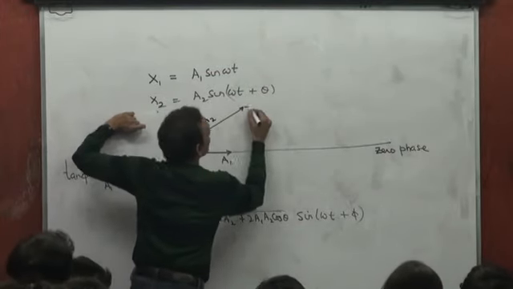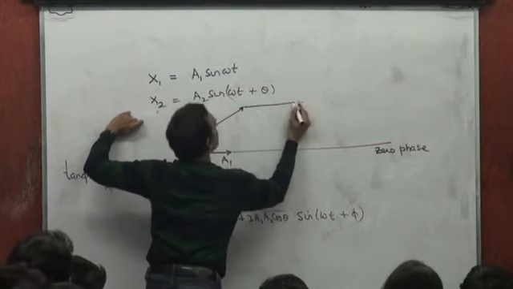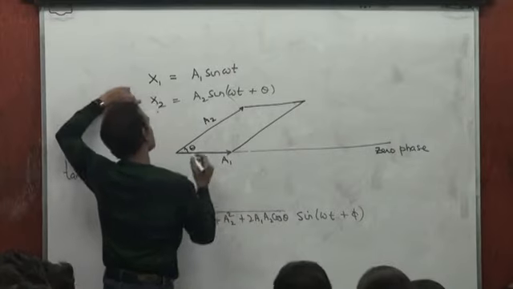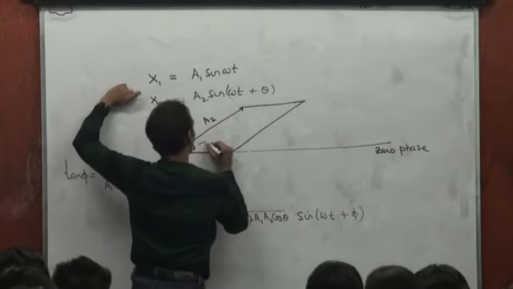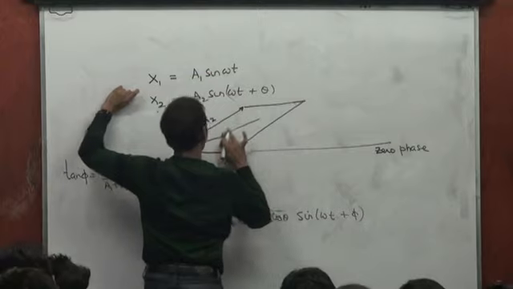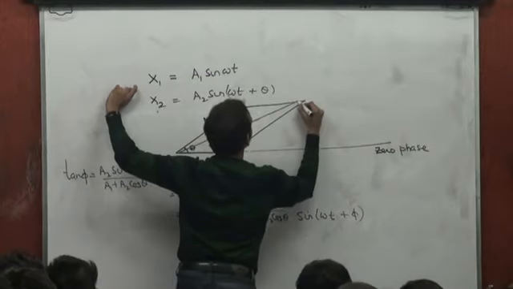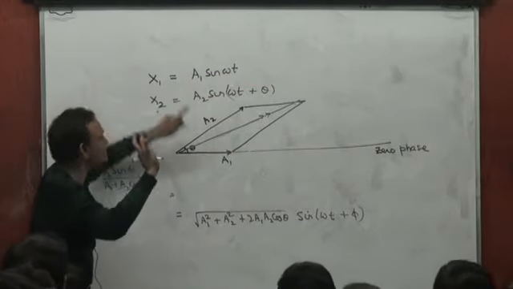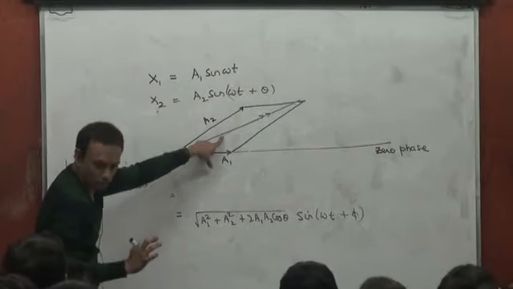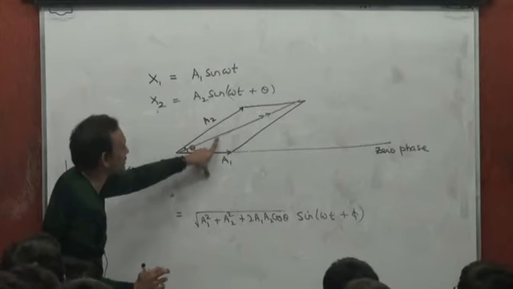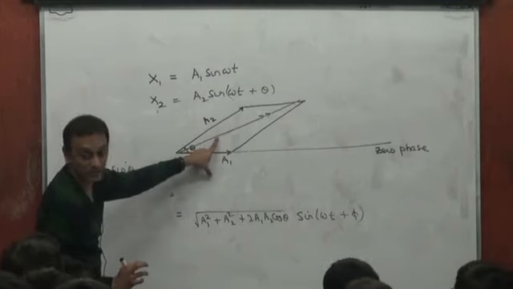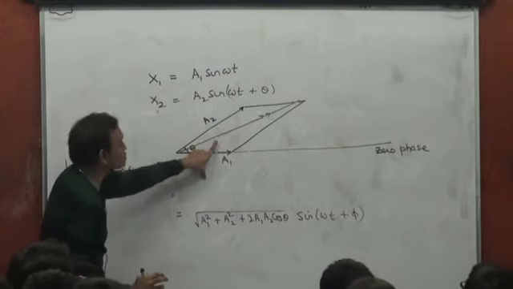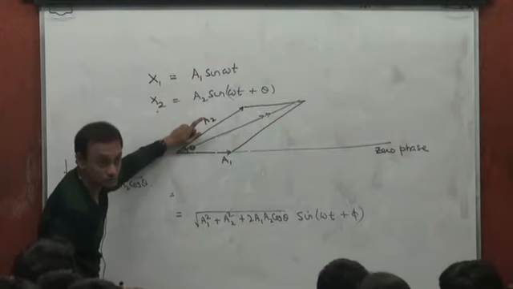Along the theta line, draw a vector of magnitude a2. Now, with a1, a2 being looked upon as vectors, realize that the diagonal of this parallelogram is the resultant of these two vectors. And do you realize that the diagonal of this parallelogram is root a1 squared plus a2 squared plus 2a1 a2 cos theta, right? That means the resultant of these two would be the amplitude of the resulting motion, right?